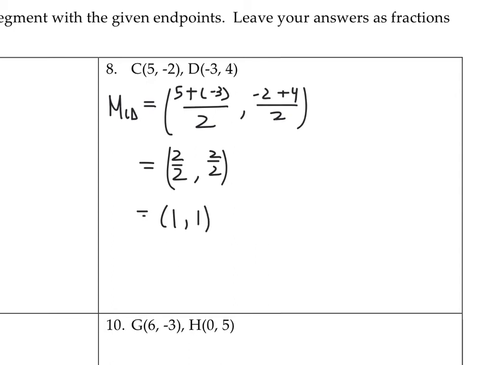Now, if you do end up with a number that is odd in the numerator, just keep the fraction. If you can't divide by 2 and get a nice integer, just keep it as the fraction and move on and deal with the fraction if you have to do something with your midpoint later on. Okay, so pause the video right here, and I want you to try number 9 and 10 on your own, and then you can check it with my answers.